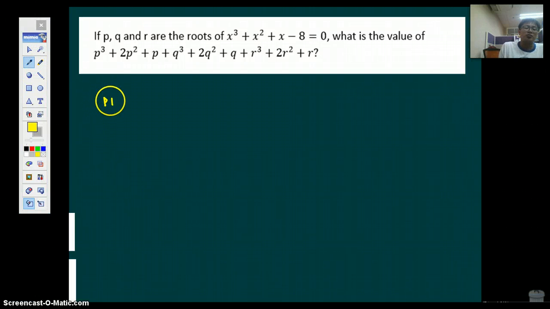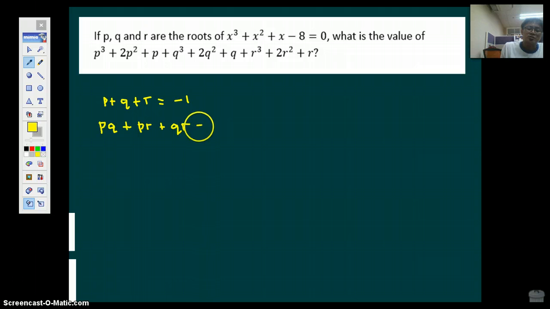You set up the sum of the roots, p plus q plus r, and you know it's equal to negative b over a. I'm talking about the coefficients here. So you have negative 1 over 1. It's negative 1. The sum of the product of the roots taken 2 at a time, pq plus pr plus qr, is of course c coefficient over a. So that's 1 over 1, or 1.